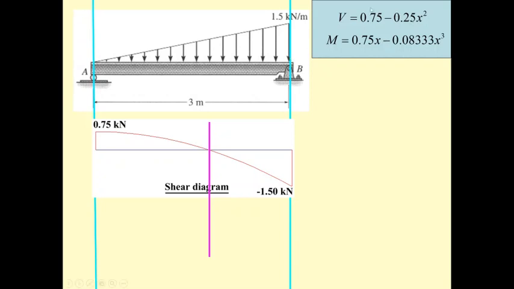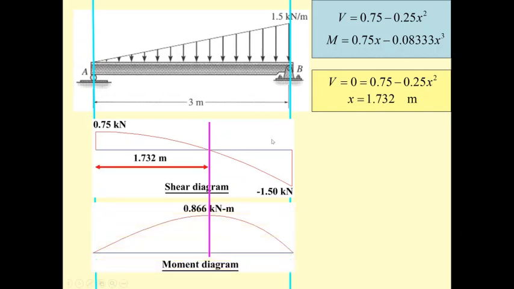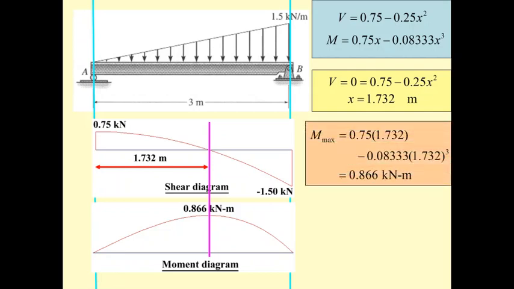How can we determine that location? So go back to this equation. At this location where V is 0, just put V as 0 and then you compute for x. You get that the position is 1.732 from the point A. Okay, and then after we plot the moment by putting x from 0 to 3, we get the graph like this. Okay, and if we would like to determine the maximum moment, then we just put the 1.732 into the moment equation, and the maximum moment is going to be 0.866.